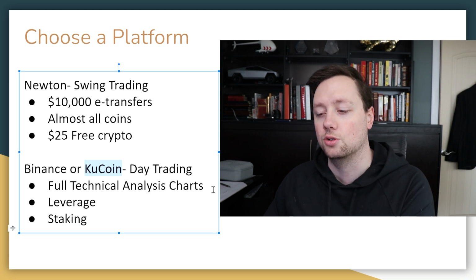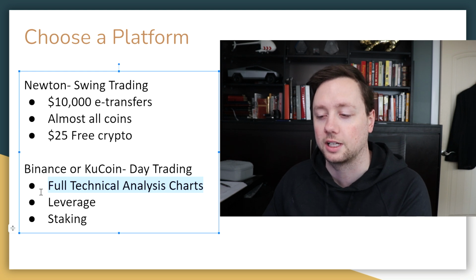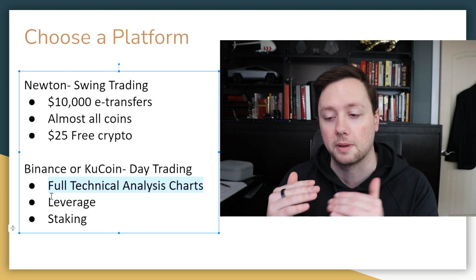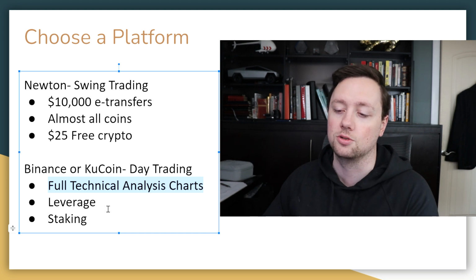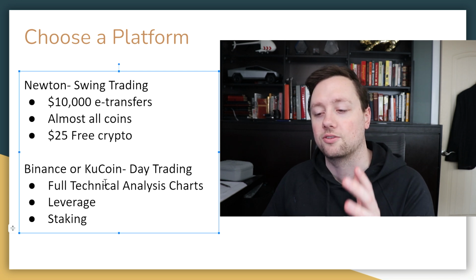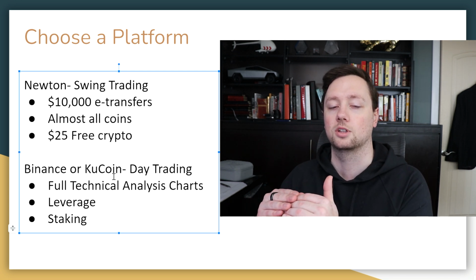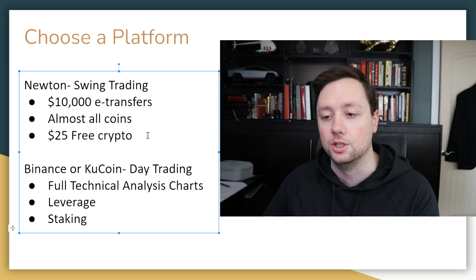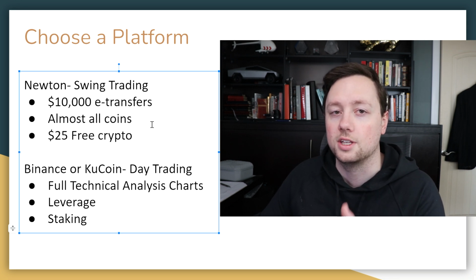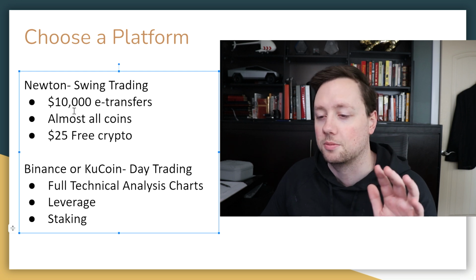The reason that I use KuCoin is because it gives me full technical analysis on my charts, meaning that I can draw all over the charts and make trades based on the charts. It also allows me to use leverage when I'm trading, and it has some staking opportunities. So there's a lot of great features that you can get on KuCoin, and it's kind of the more advanced version of Newton. However, if you're just swing trading or you're more of a long-term holder on these crypto tokens, then Newton is probably going to be the best platform.